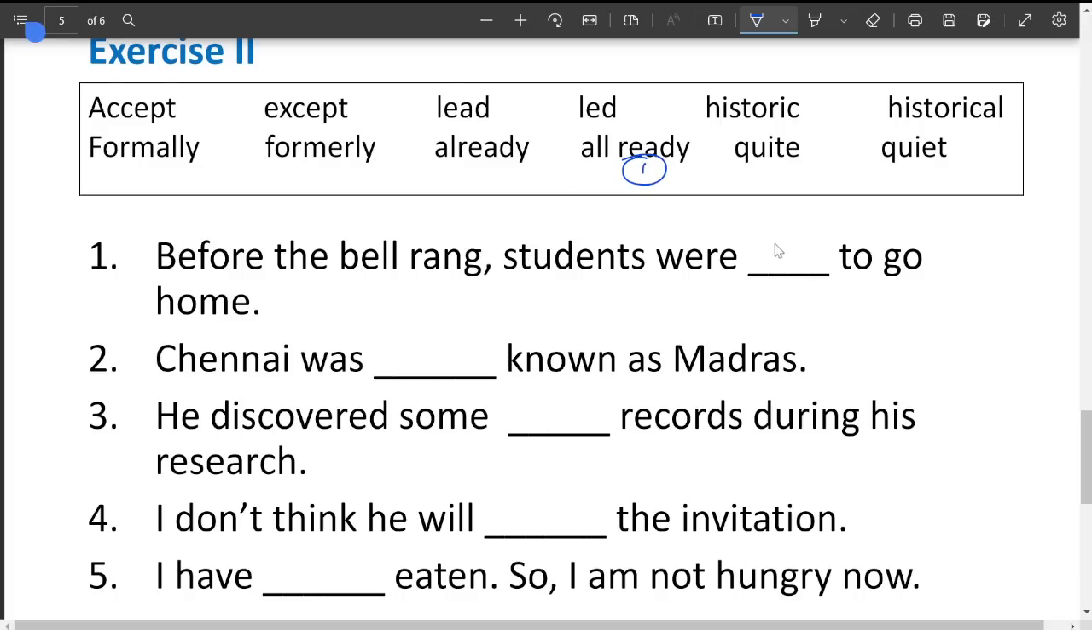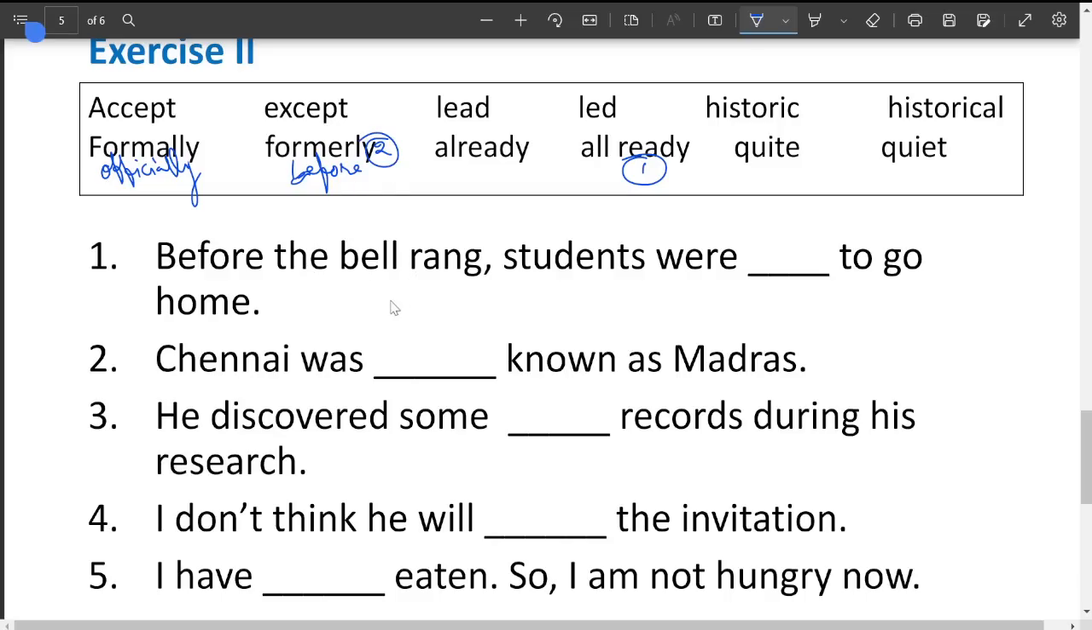Next, Chennai was dash known as Madras. Chennai was formerly known. What is this formally? This formally is officially. This formerly is in the sense before, in old days. Now, which of these two can be used here? Once upon a time, it was known as Madras. So, the second one can be used.